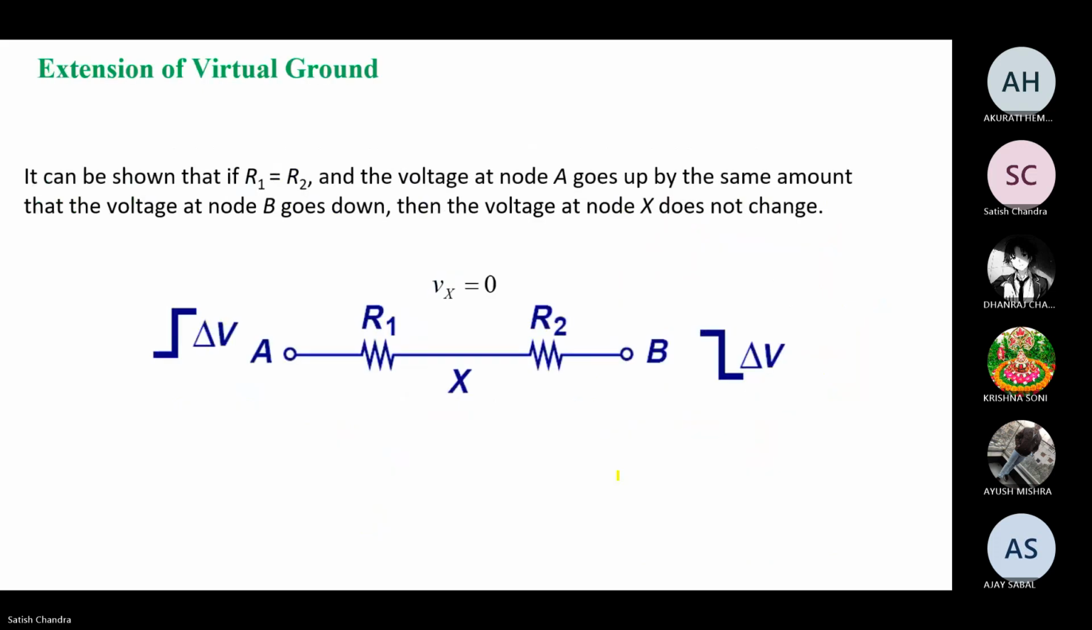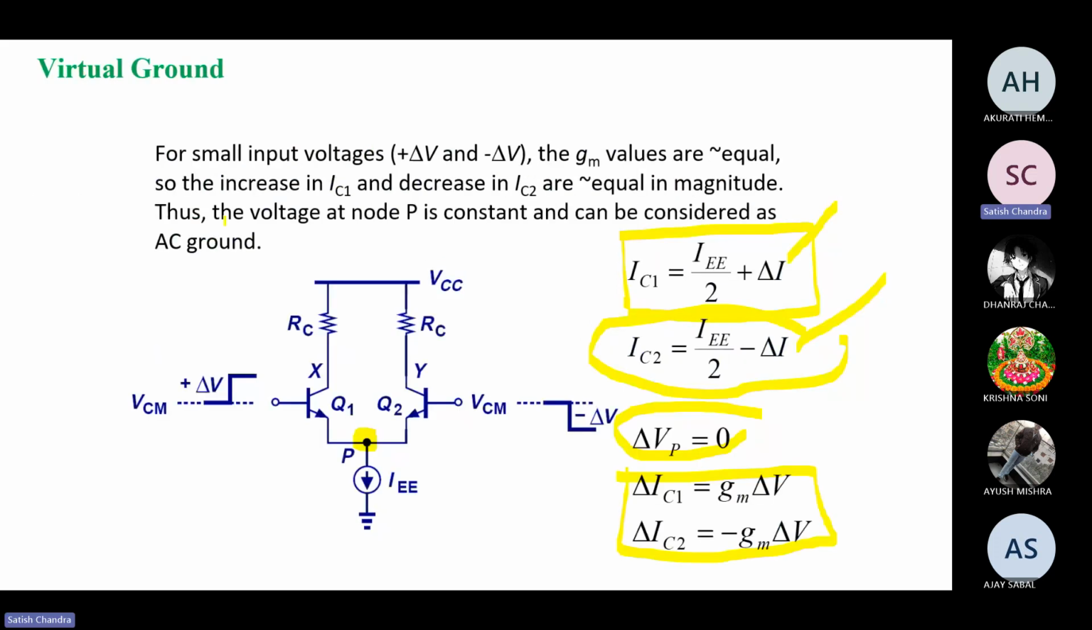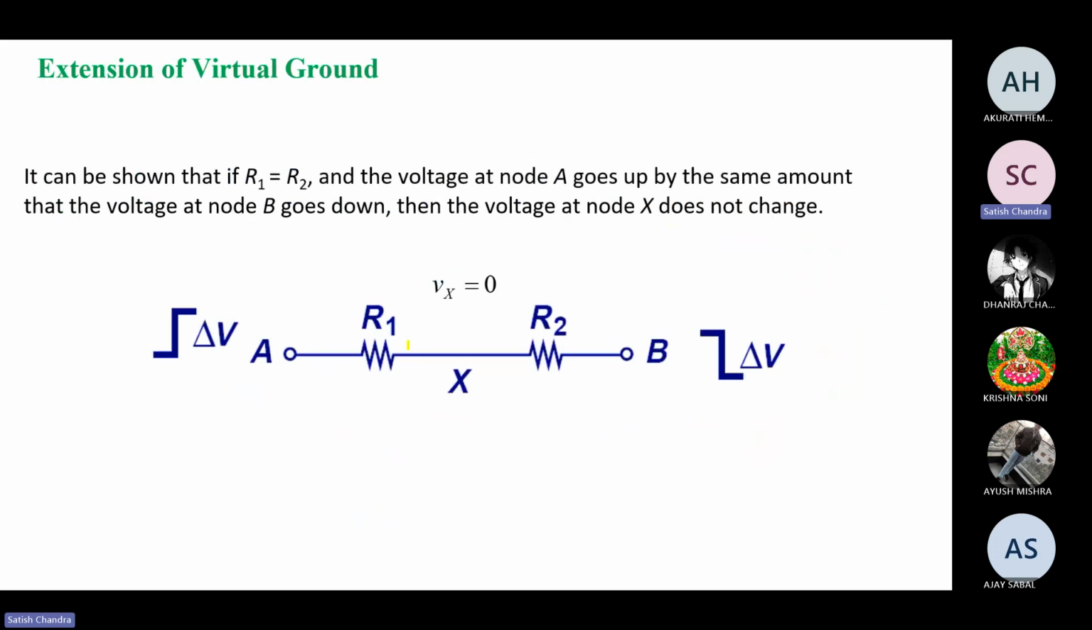So what I want to convey from this picture is that we are going to change delta V at this particular end, at Q1, and at B we are changing minus delta V. Nothing else is going to change, because plus delta V is increasing at this end, and the same value is decreasing at this end.